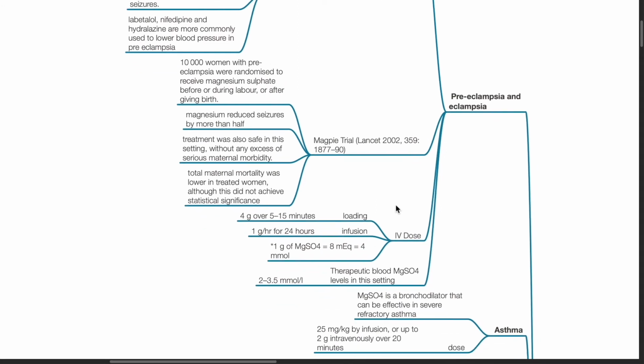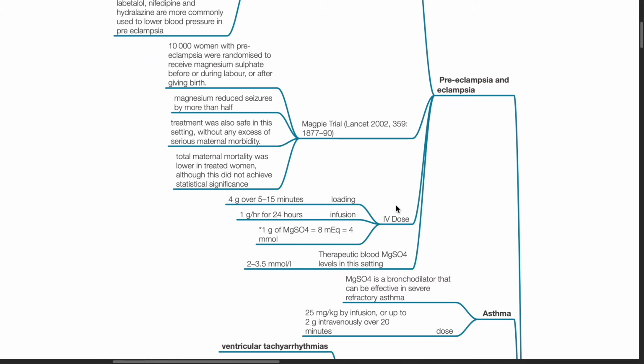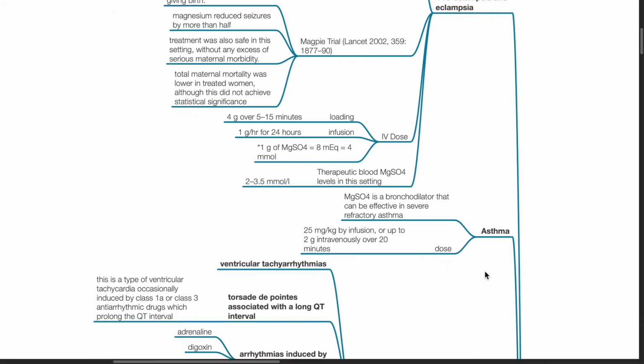The IV loading dose is 4 grams over 5 to 15 minutes. The infusion dose is 1 gram per hour for 24 hours. The therapeutic blood magnesium level is 2 to 3.5 millimoles per liter. Asthma. Magnesium sulfate is a bronchodilator that can be effective in treating severe refractory asthma. The dose is 2 grams IV over 20 minutes.